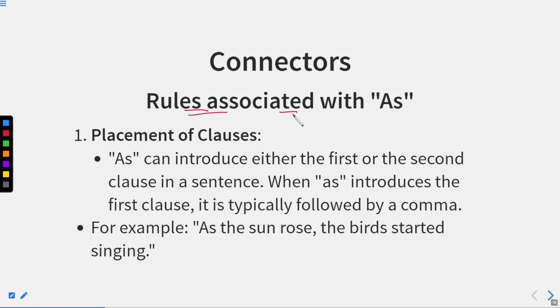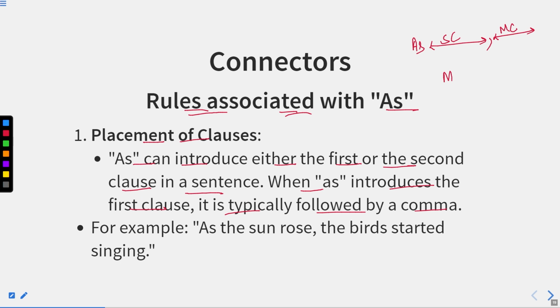Now let us discuss rules associated with "as." First of all, placement of clauses. "As" can introduce either the first or the second clause in a sentence. When "as" introduces the first clause, it is typically followed by a comma. As I told you, here is "as," and after that we will obviously have the subordinate clause, and after that the main clause. Now, as we did with other connectors, the same rule will be applicable over here. After the subordinate clause we will have a comma, and after that we'll write the main clause.